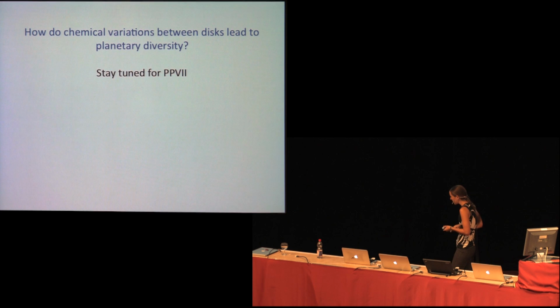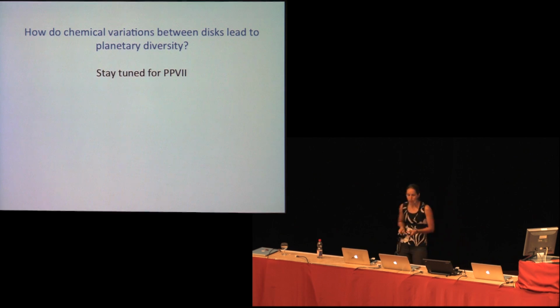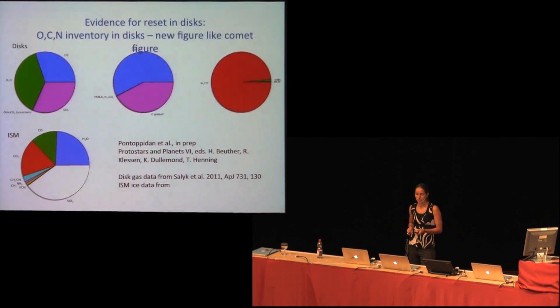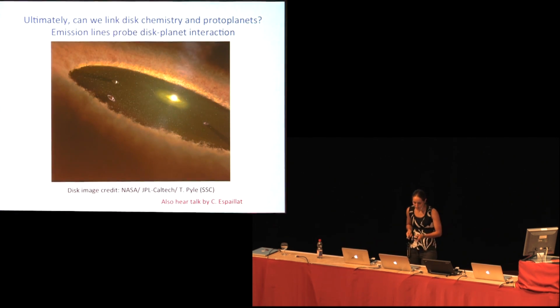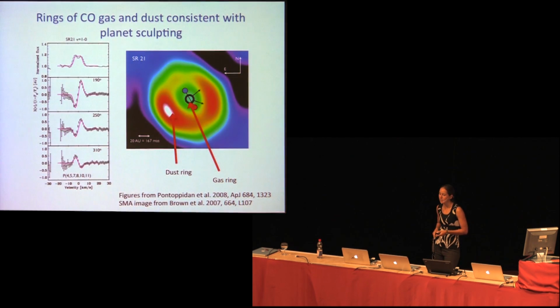So I think the question is not, is the solar nebula typical, but how do chemical variations between disks lead to planetary diversity? Now, I have a minute, so let me see if I can, yeah. One other thing that we can do with our observations, which I think is really exciting, and I'm not sure how much is going to be covered here, is that ultimately we want to link the disk chemistry to the planets that appear in the disks.